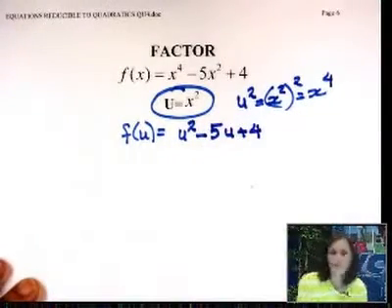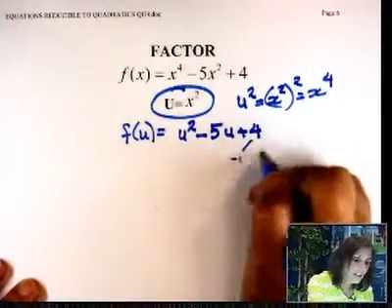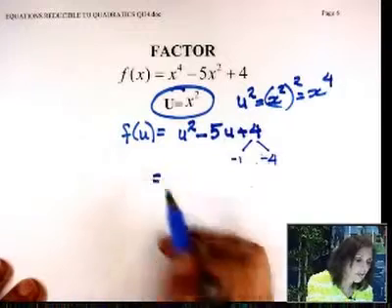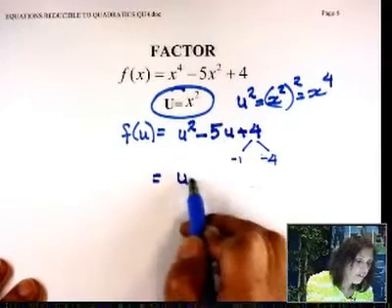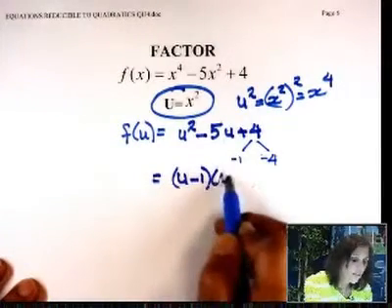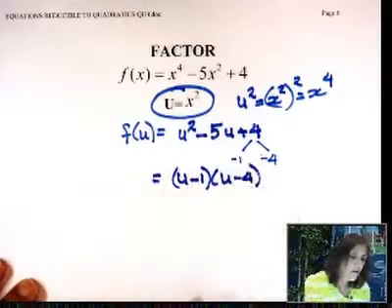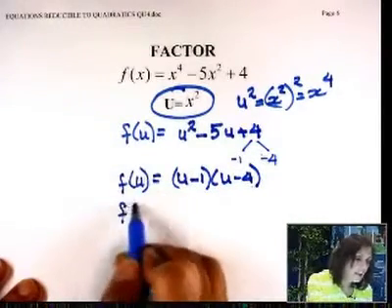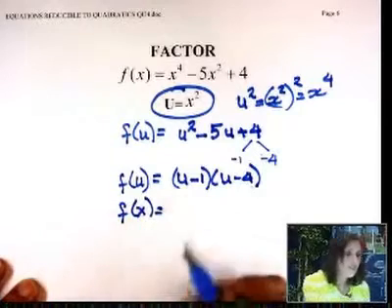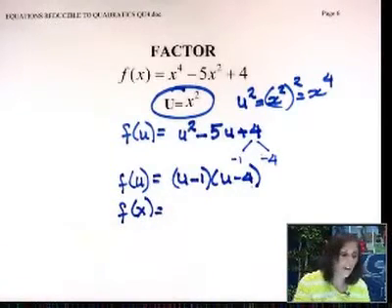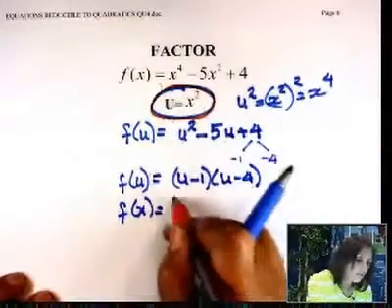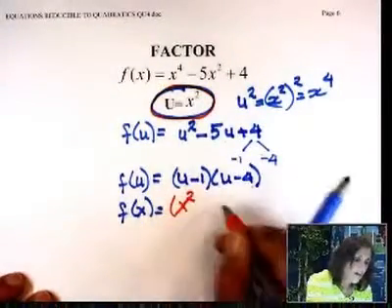Okay, how do I factor that? Negative 1, negative 4, product and sum. You learned this in beginning algebra. So you go u minus 1, u minus 4. That's my f of u. Now go back to x. Instead of u, go put your x back. What was my u? u equals x squared, so let's put x squared.